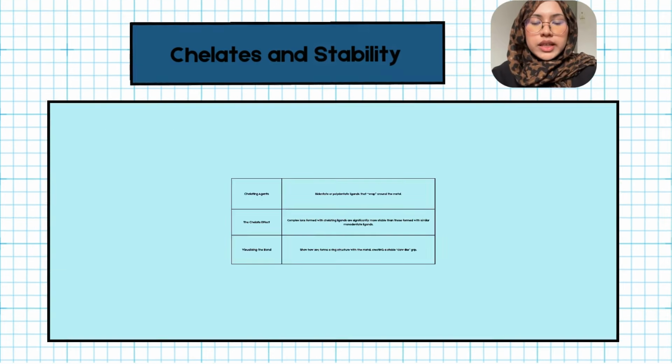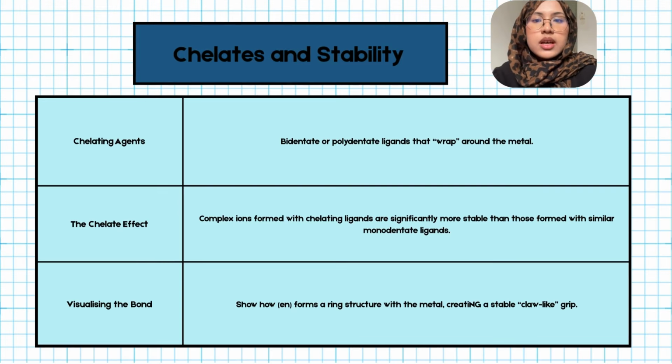This brings us to a very important concept, chelate and stability. When bidentate or polydentate ligands wrap around a metal, they are called chelating agents. Think of this like a claw-like grip. For example, when ethylenediamine bonds, it forms a stable ring structure with the metal. This leads to the chelate effect. Simply put, complex ions formed with chelating ligands are significantly more stable than those formed with similar monodentate ligands. This ring structure makes the bond much harder to break, providing the complex with superior chemical stability.